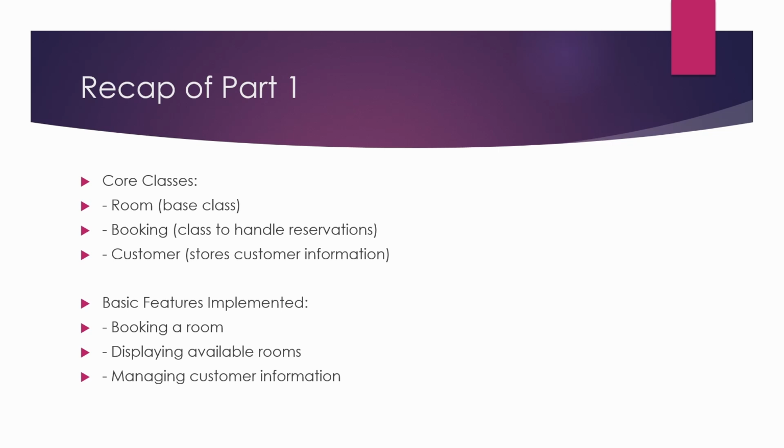Let's begin with a quick recap of part 1. We developed the core structure of the system with three main classes: room, booking, and customers. We implemented basic features such as booking rooms, displaying available rooms, and managing customer data. In part 2, we will add more advanced features to enhance functionality and efficiency.